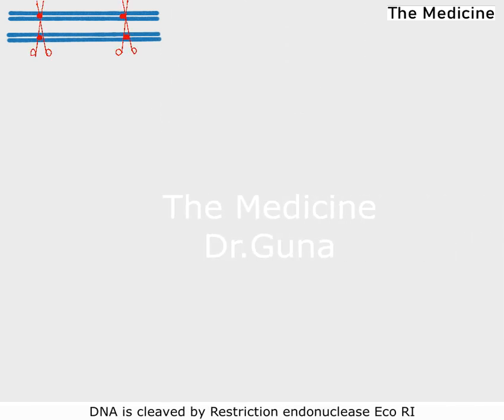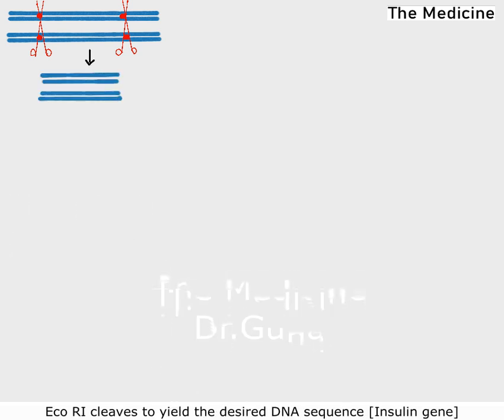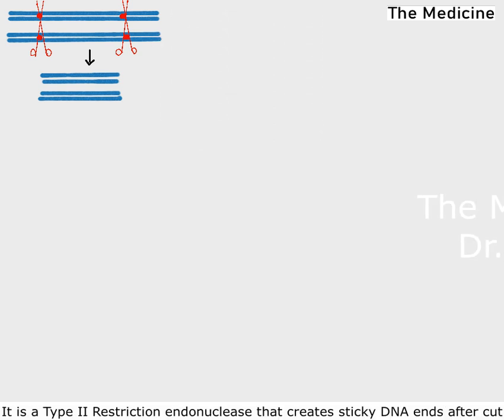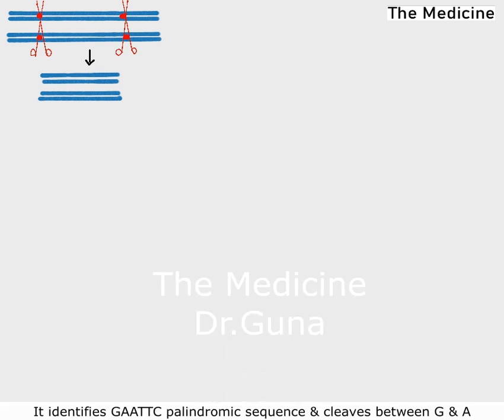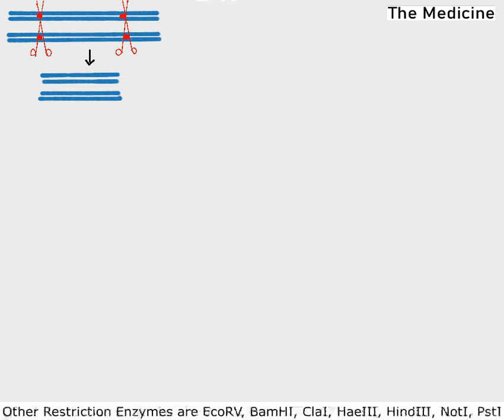DNA is cleaved by the restriction enzyme EcoR1. EcoR1 cleaves to yield the desired DNA sequence, the insulin gene. It is a type 2 restriction endonuclease that creates sticky ends. It identifies a GAATTC palindromic sequence and cleaves between G and A.